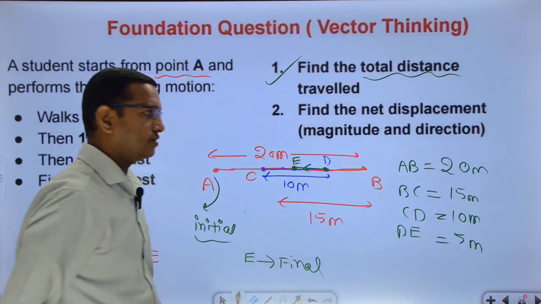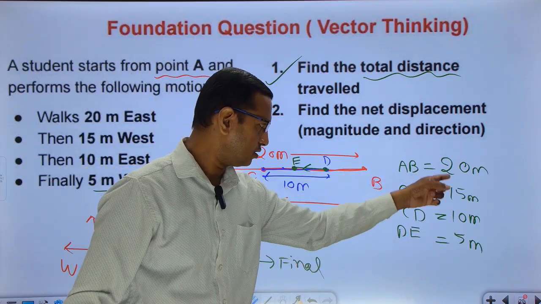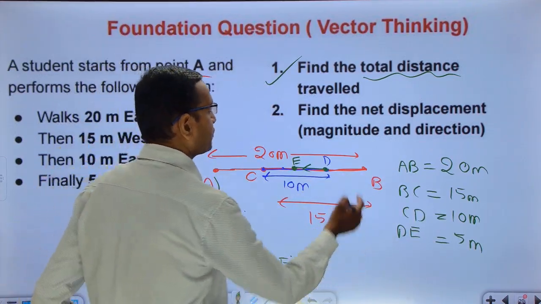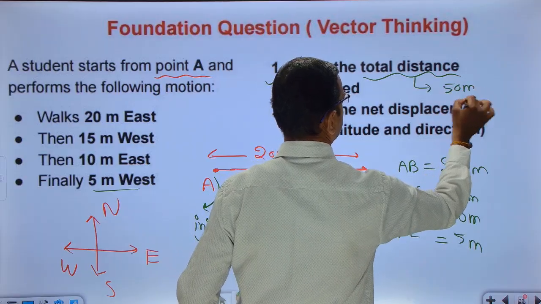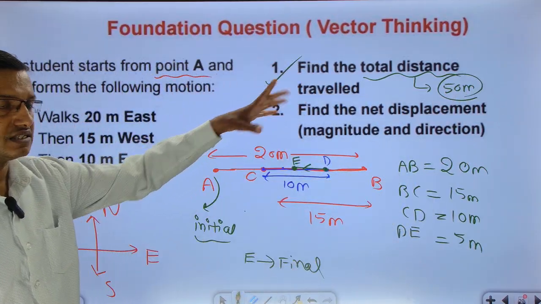Now add all these distances, finish. 20, 30, 40, 50. So 50 meters. So the total distance is nothing but 50 meters he has covered. This is the distance he has covered.